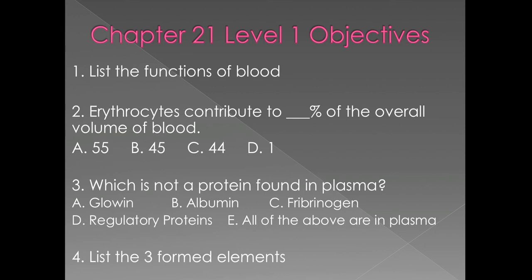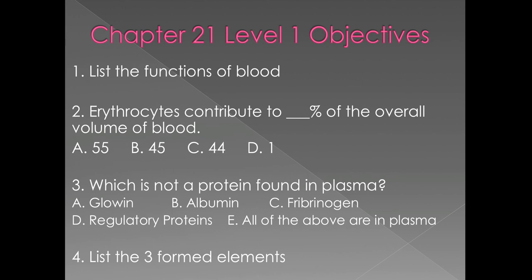All right, list the functions of blood. We know that blood is responsible for transportation of things like gases, waste, nutrients, enzymes, proteins. We know that it's there to regulate things like pH, temperature, and fluid volume, as well as an immune or protection function due to immune responses and the leukocytes in blood. Erythrocytes contribute to blank percent of the overall volume of blood, and that would be 44%. Which is not a protein found in plasma? That would be A, globin.